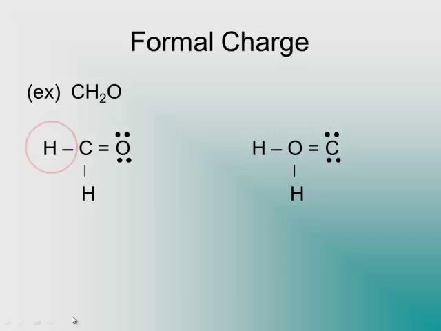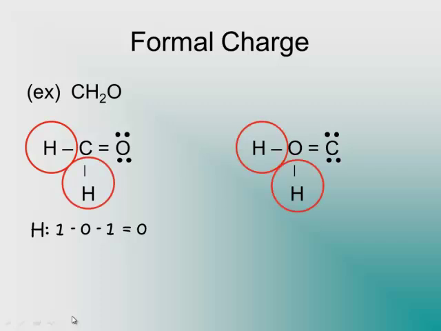For any of those hydrogens, it has 1 valence electron. The number of non-bonding electrons on that hydrogen is 0, minus half the number of bonding electrons, which is the same thing as minus 1 for each bond, so that's minus 1, to give the hydrogen a formal charge of 0. That's true for every hydrogen shown in these two structures because they're all identical in their bonding.